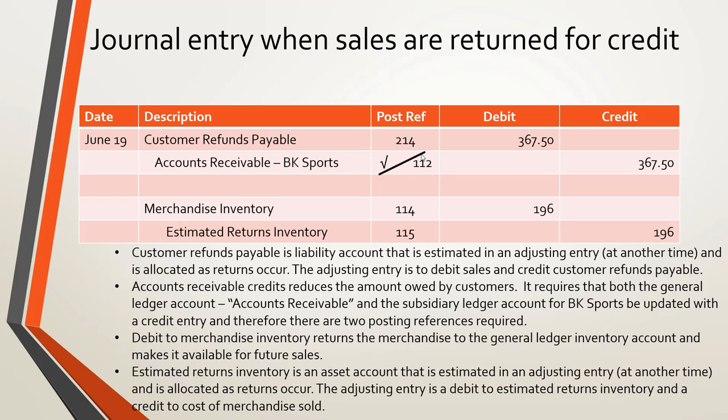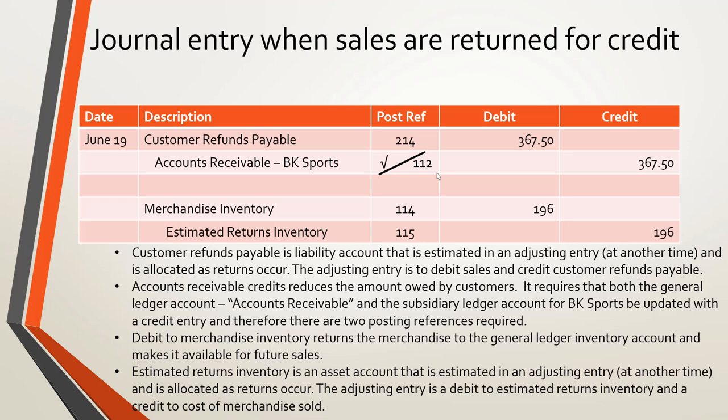So we have split this posting reference in half, showing that the check mark indicates a subsidiary ledger was updated, and the account number 112 for accounts receivable shows the general ledger was updated. Now, this particular process may not apply to all students, as subsidiary ledgers may not always be used, but some students do use subsidiary ledgers and would need to update accounts receivable in two places.